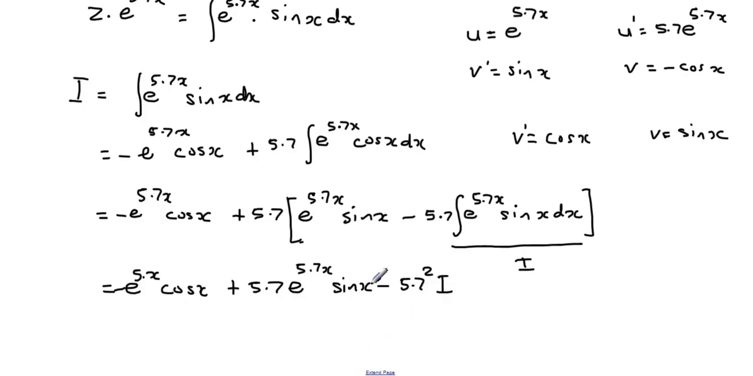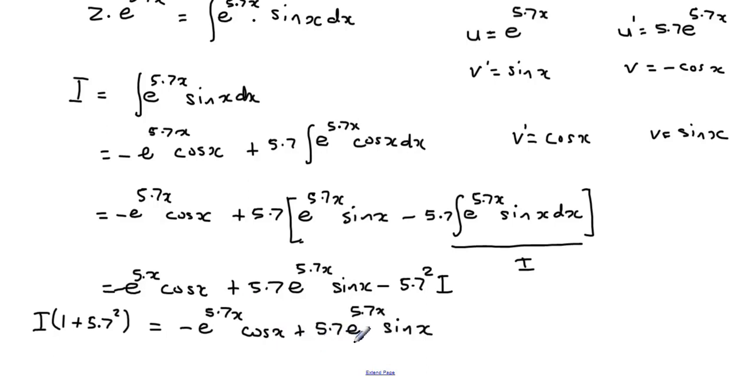And now if we group the I's, this I and that I, we're going to have I in brackets 1 plus 5.7 squared equals this integral, which is minus e to the power of 5.7x cos x plus 5.7 times e to the power of 5.7x sine x. That's what this is equal to.